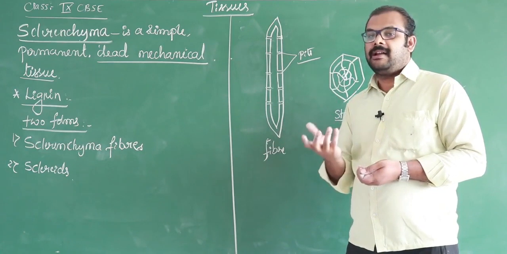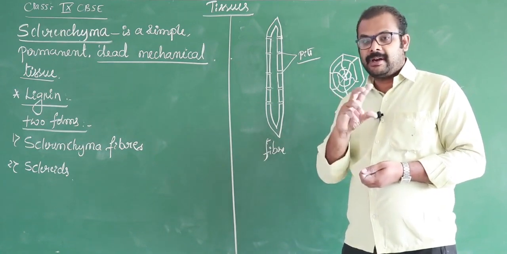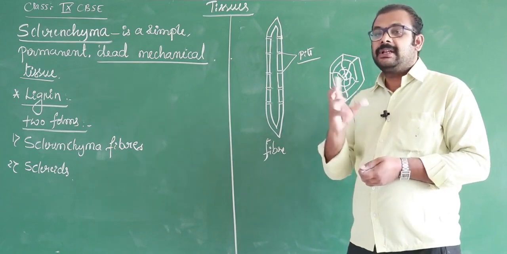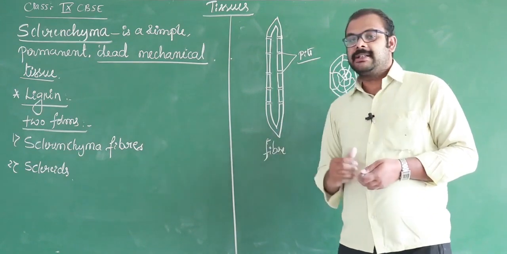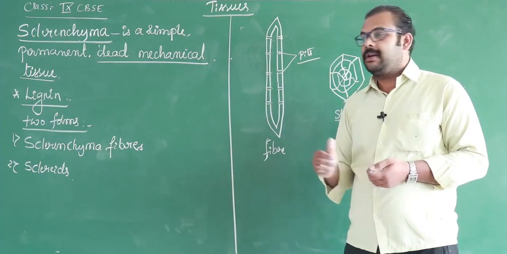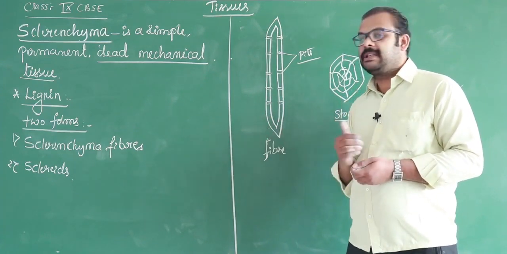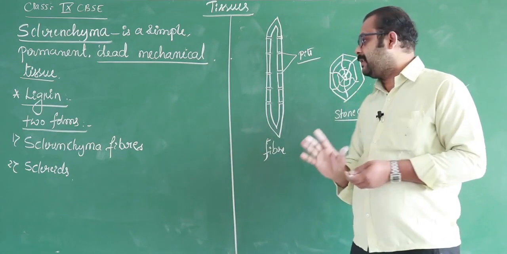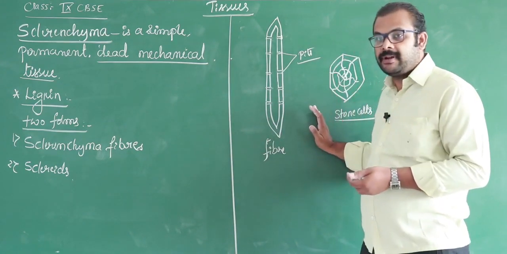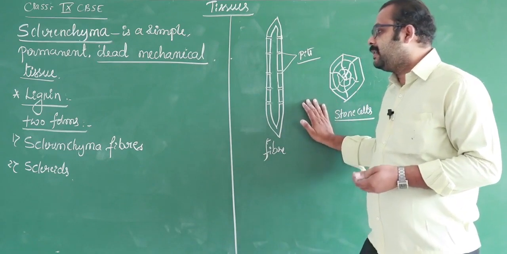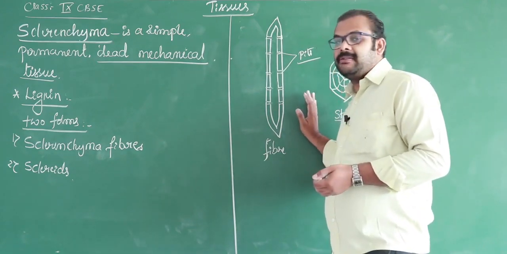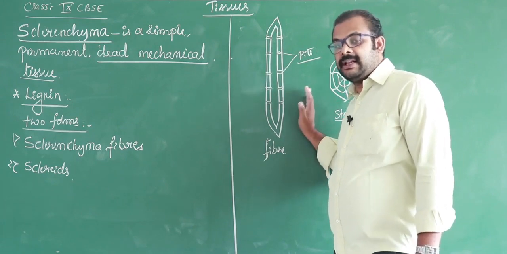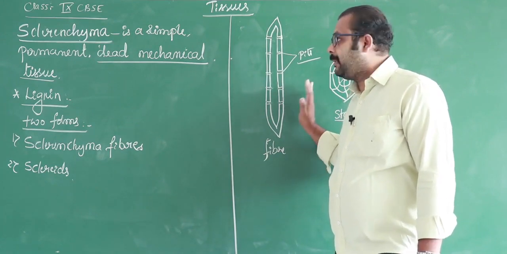One more example, almond, badami. The outer covering, the seed coat, is very hard in nature, so that is made up of sclereids. The seed coat again is made up of sclereids. Wherever you see hard substances in a plant, they are nothing but made up of sclereids. Okay, so this is about the sclerenchyma tissue, and the main role of sclerenchyma tissue is to provide mechanical strength to the plant body.